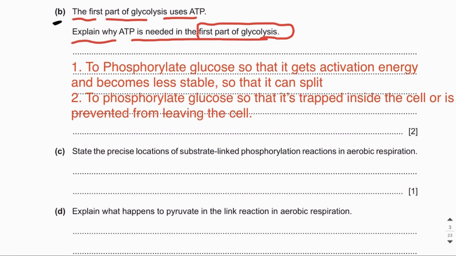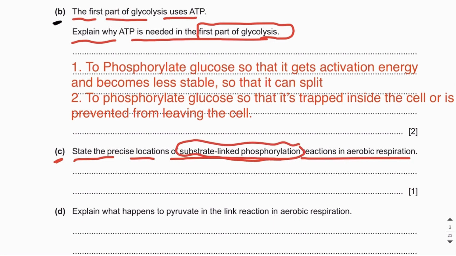Let's move on to part C. State the precise locations of substrate-linked phosphorylation reactions in aerobic respiration. So guys, you need to know that substrate-linked phosphorylation reactions are the reactions used to make ATP, and in aerobic respiration, substrate-linked phosphorylation occurs in glycolysis and in Krebs cycle, right?